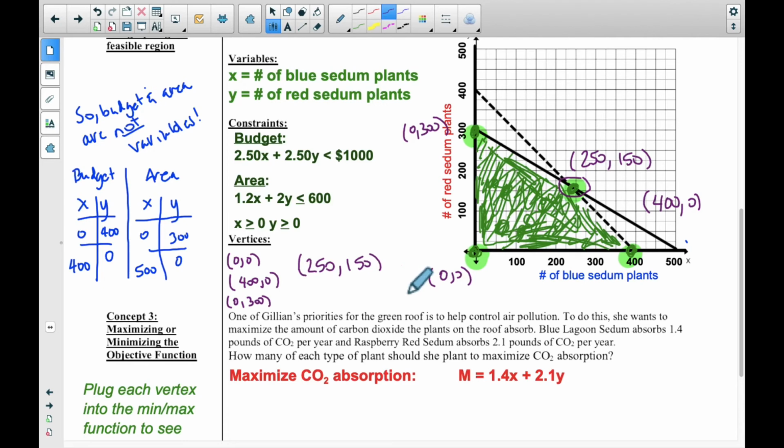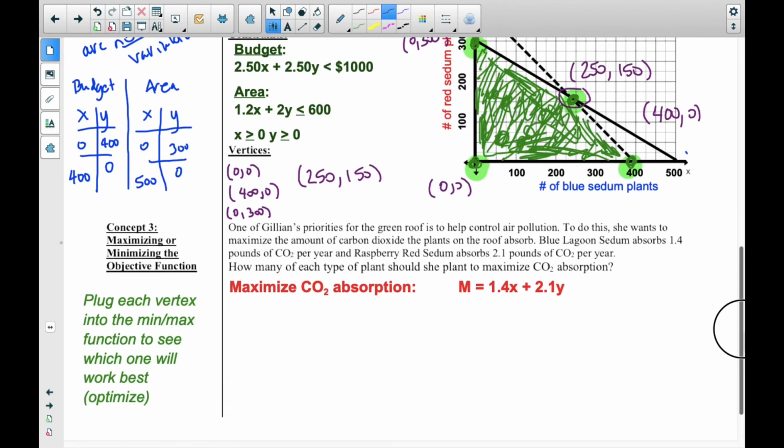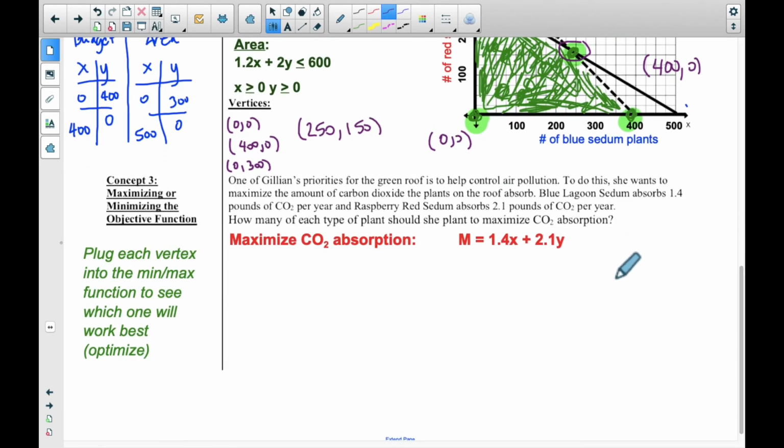Best for what? Well, let's finish out the rest of the word problem. I broke up this word problem on purpose so that we could just focus in on pieces of it at a time. So the actual problem says that one of her priorities is to help control air pollution. To do this, she wants to maximize the amount of carbon dioxide the plants on the roof absorb. Blue Lagoon sedum absorbs 1.4 pounds of CO2 per year, and raspberry red sedum absorbs 2.1 pounds of CO2 per year. So how many of each type of plant should she plant to maximize the CO2 absorption?